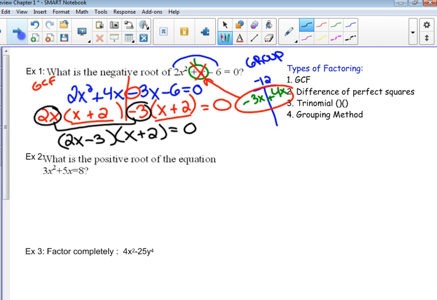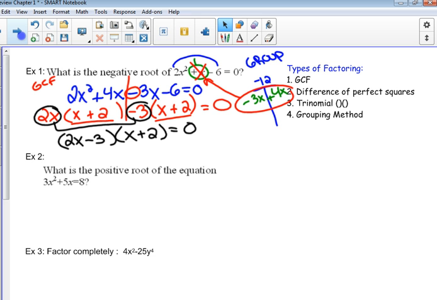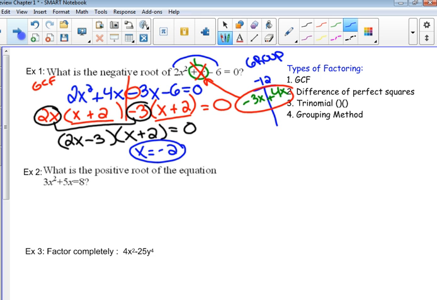Now your last step, if they just said to factor completely and we didn't have an equation, you could have left it like this. But if it says anything like solving for x or what is the solution, we need to take both of these and set them equal to 0. Good. So this is going to be x equals negative 2. This one's going to be x equals, anybody know what this is going to be? 3 over 2. Good job. And then they want the negative root, so it's just going to be that one. Both of them will work, it's just going to be specified the negative.